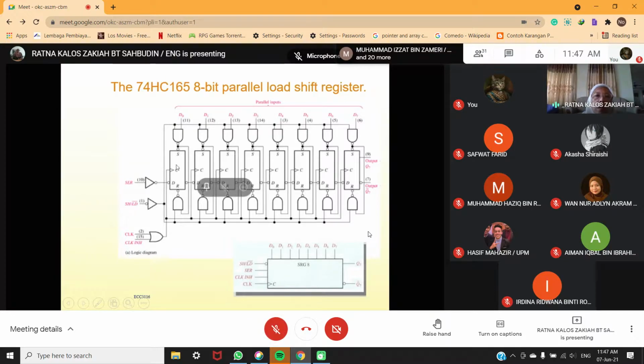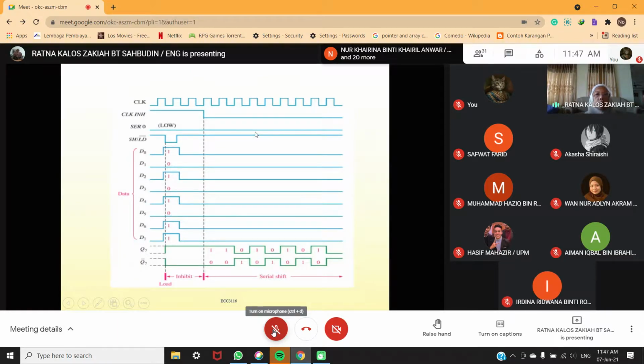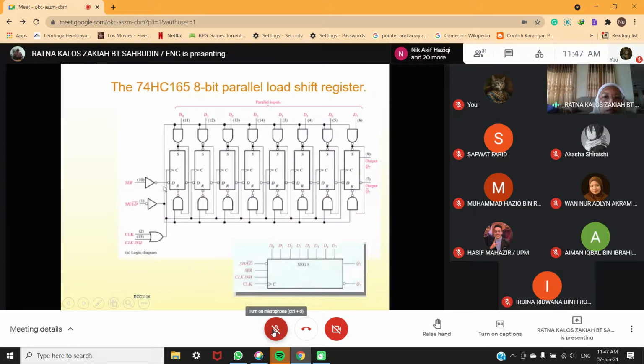Okay, I think you can use this IC for serial in also. So this is the whole waveform. You can see on the top here, this is the clock, and then you have clock inhibit, and serial in. This is always low because if you look here, serial here cancels out because this is an inverter. This is an inverter, so you have a bubble here, so this cancels out.